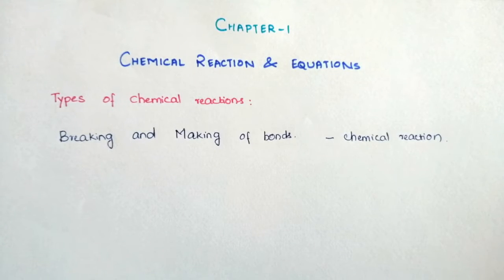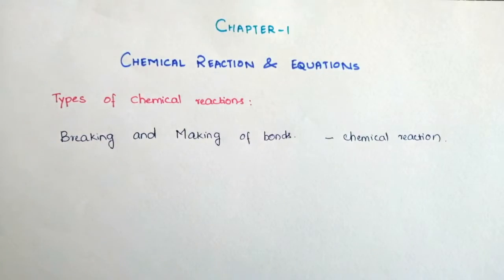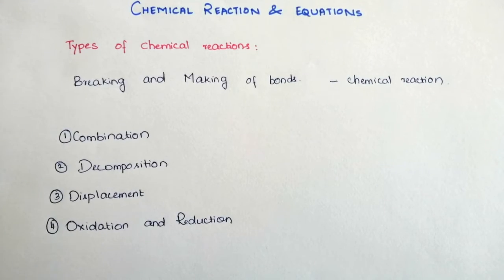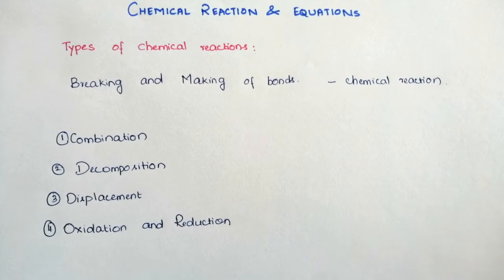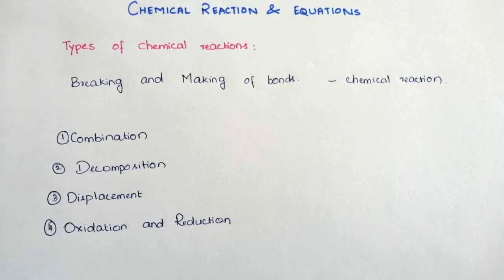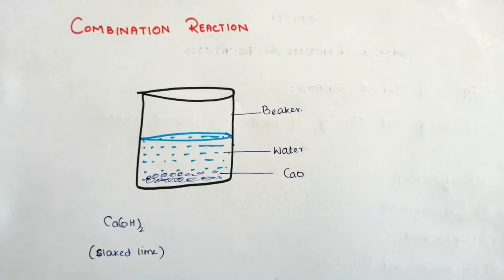So in this video I am going to explain how many types of chemical reactions there are. The types of chemical reactions are combination reaction, decomposition reaction, displacement reaction, and oxidation and reduction reactions. I am going to explain these types one by one with examples. First, we are going to discuss combination reaction.